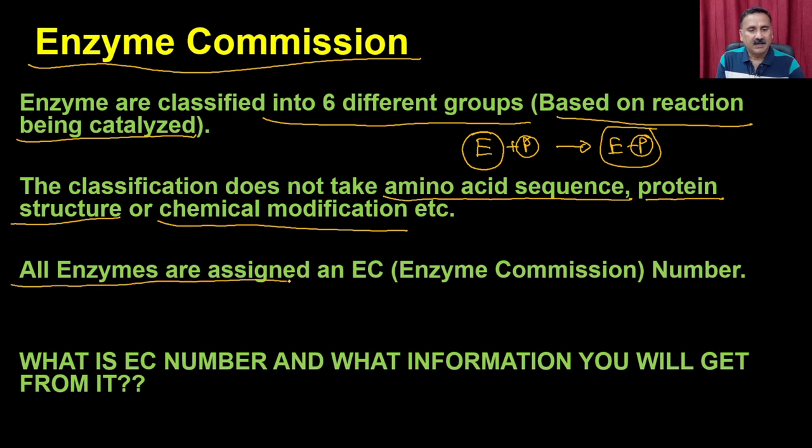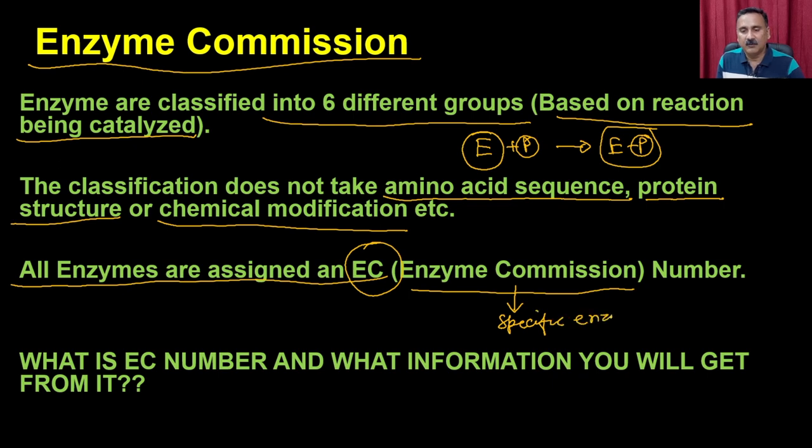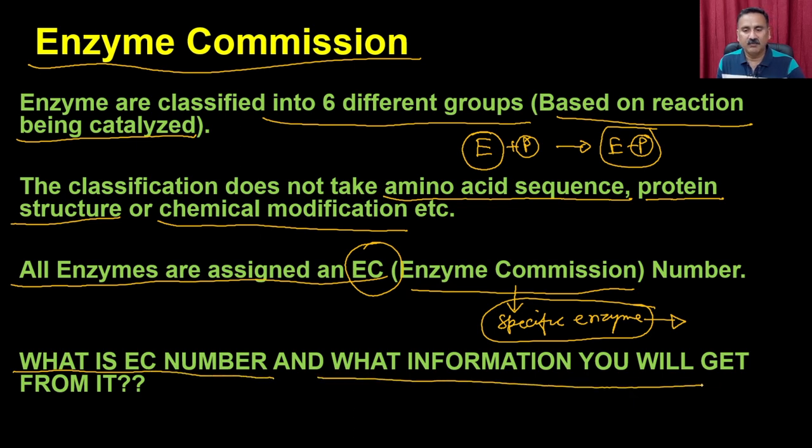And all the enzymes are assigned a number, which is called the Enzyme Commission number, and these numbers are specific for the particular enzyme you are talking about, right? So when you say this enzyme has this Enzyme Commission number, you are giving the full classification. So what is the Enzyme Commission number, and what information will you get from it? The Enzyme Commission number is a very powerful tool, or powerful term, which gives you a lot of information about that particular enzyme.